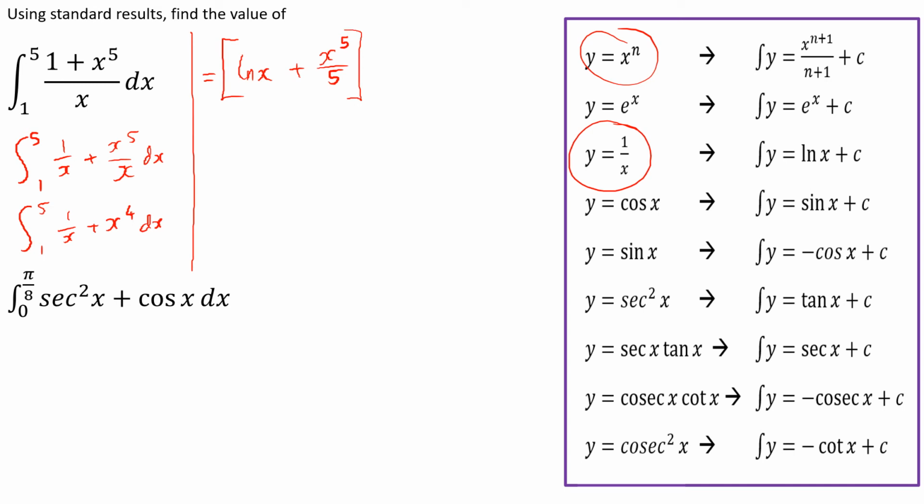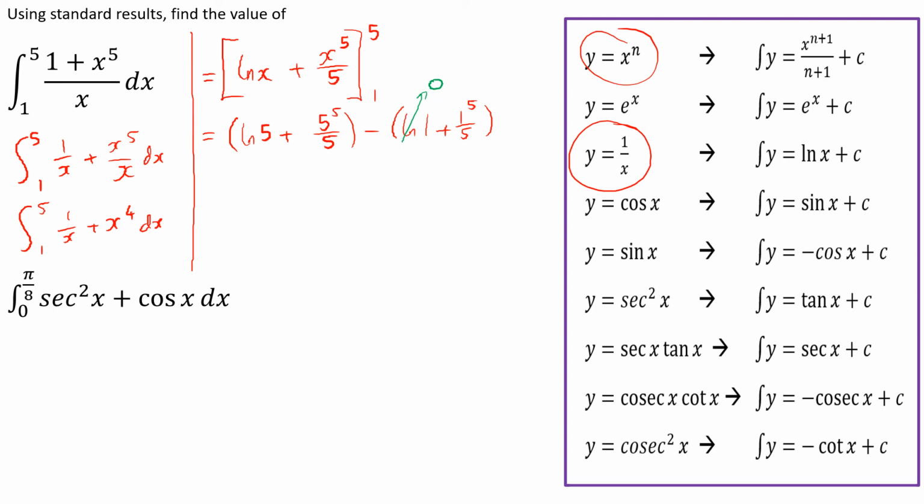And with definite integrals, what you need to do is substitute in the limits of the integral. So substitute in the 5, substitute in the 1, and subtract the latter from the former. So we're going to have ln of 5 plus 5 to the power of 5 over 5. A lot of 5's in this. Take away ln of 1 plus 1 to the power of 5 over 5. Can we simplify anything here? Well, ln of 1 is just 0. Log of 1 is always 0 for any base.